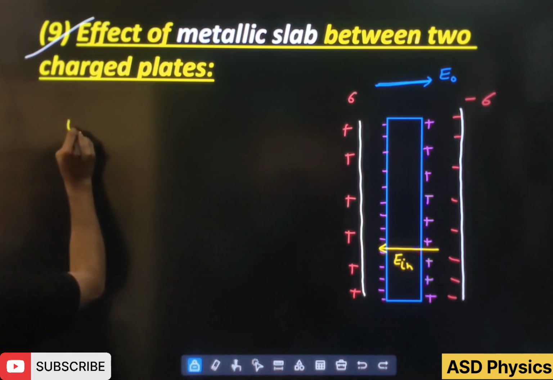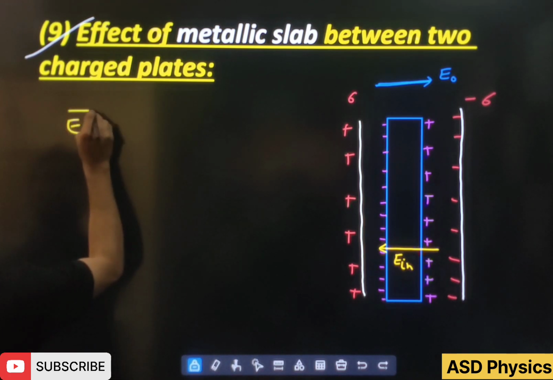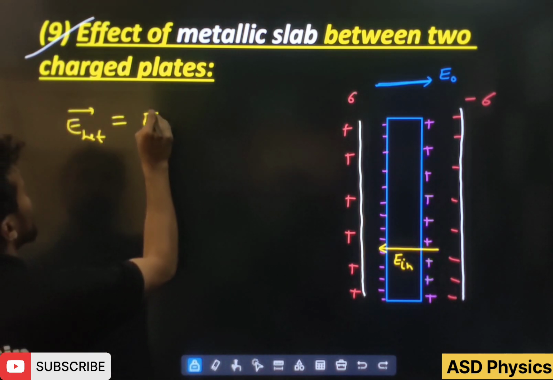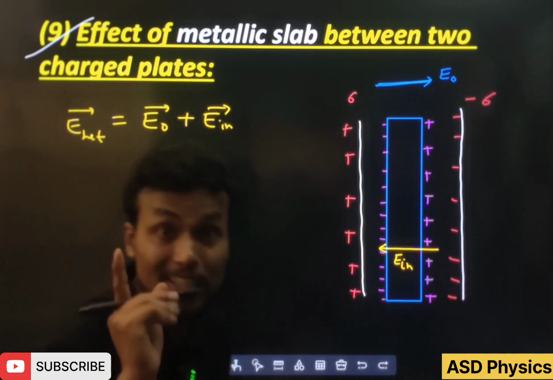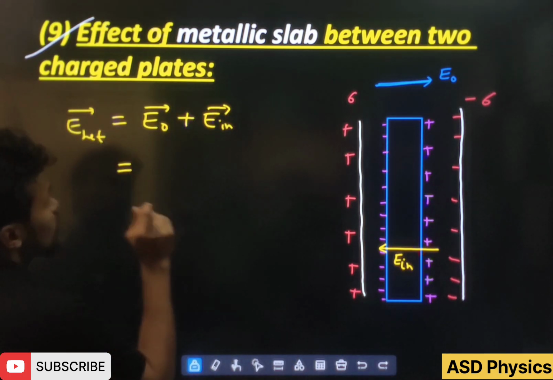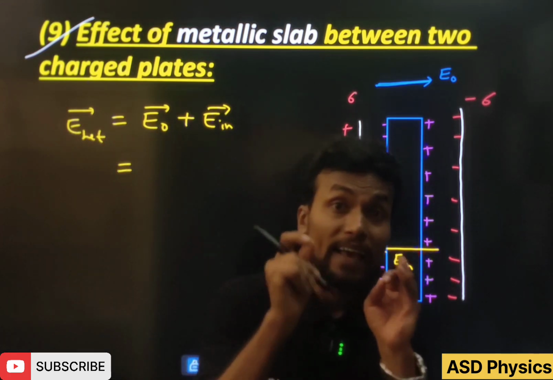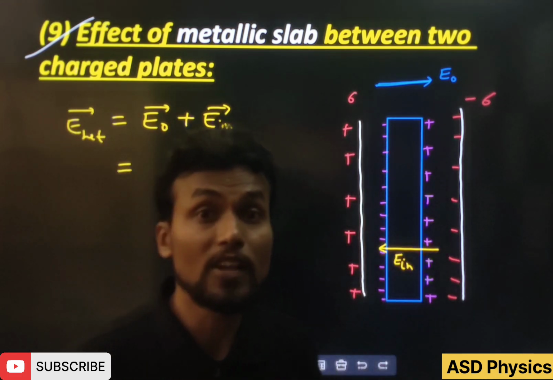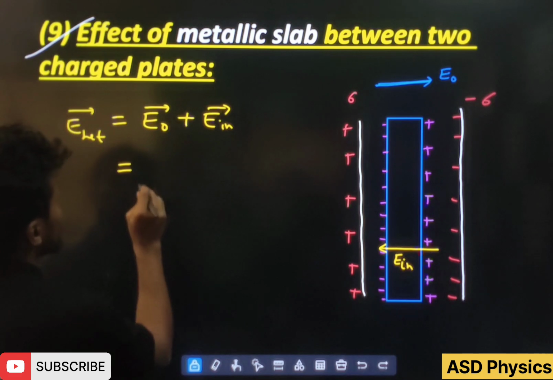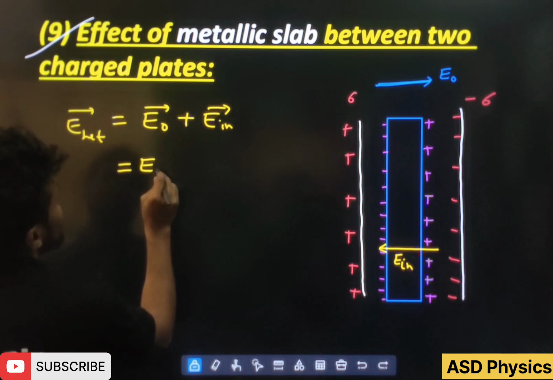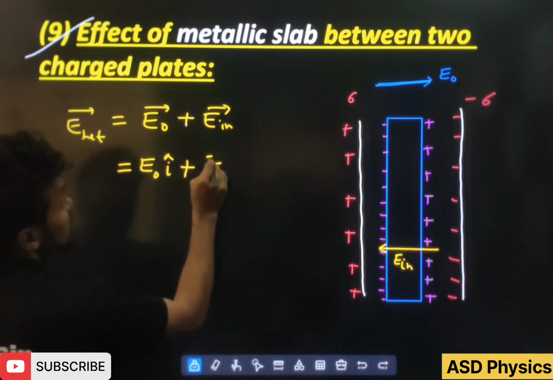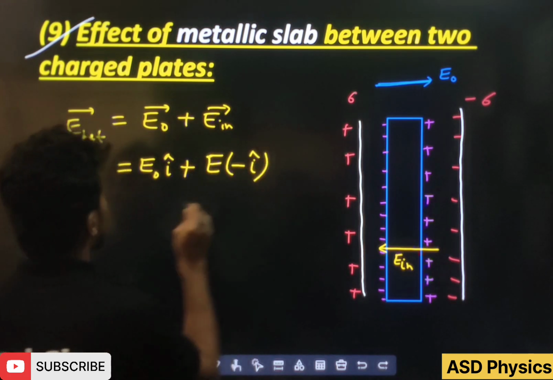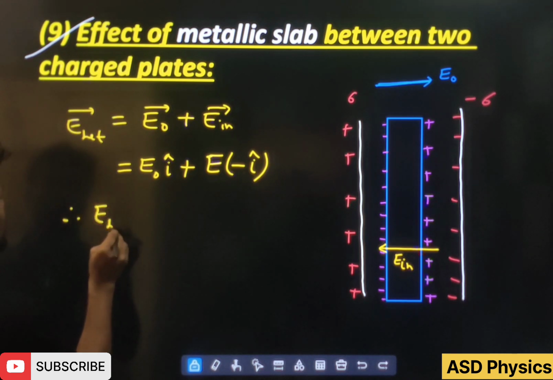That means if I write here the net electric field, how much can we write? E0 plus E induced. E0 plus E induced, how much? You know very well, inside the conductor the electric field is 0. That means magnitude wise both will be same. I can write E0 i cap plus this E induced, magnitude wise same E, but the direction is opposite.